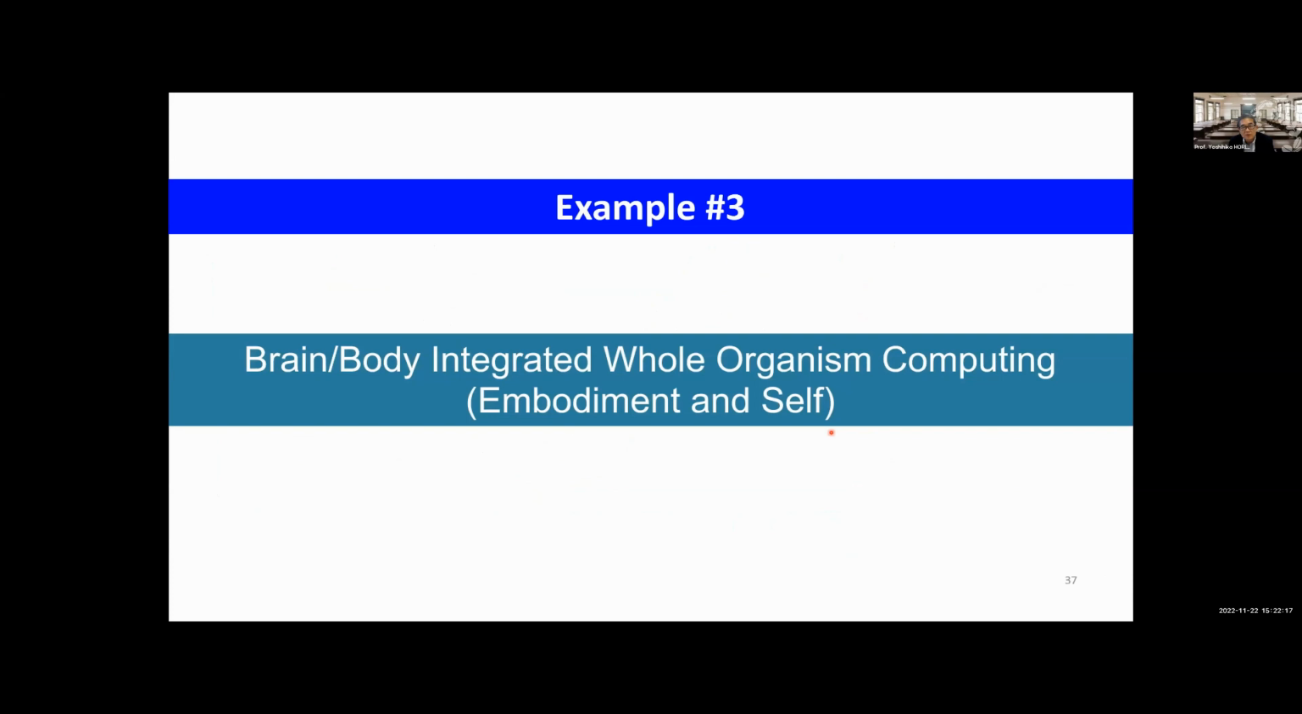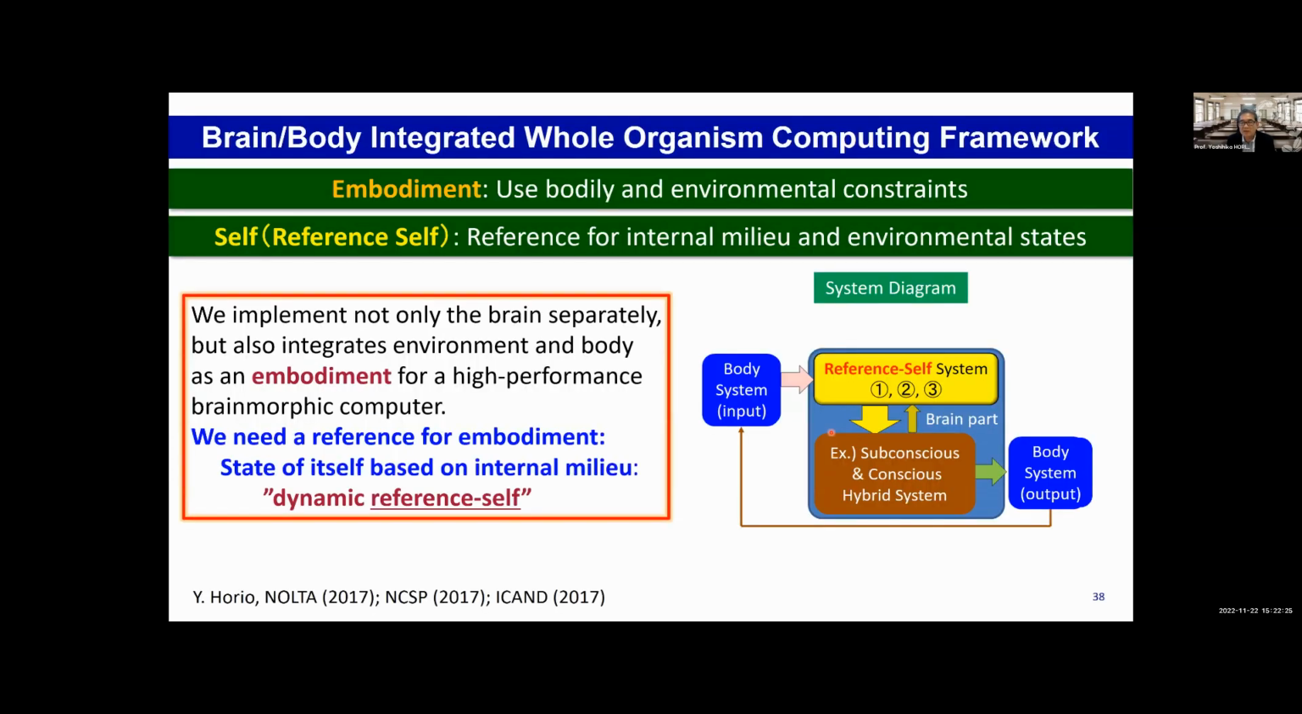Okay, so let's move on to the third example, which is brain-body integrated whole organism computing. As I said, I emphasize that embodiment is very important. So I proposed the brain-body integrated whole organism computing framework some time ago. There we implement not only the brain separately, but also integrate the environment and the body as an embodiment for high performance computing.